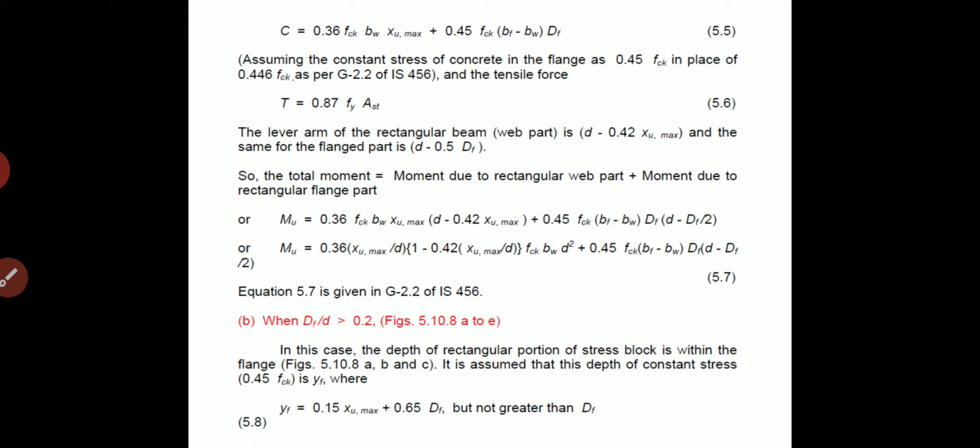So here Mu equals 0.36 fck bw into Xu max bracket d minus 0.42 Xu max, plus 0.45 fck bracket bf minus bw into Df bracket d minus Df by 2 bracket close.